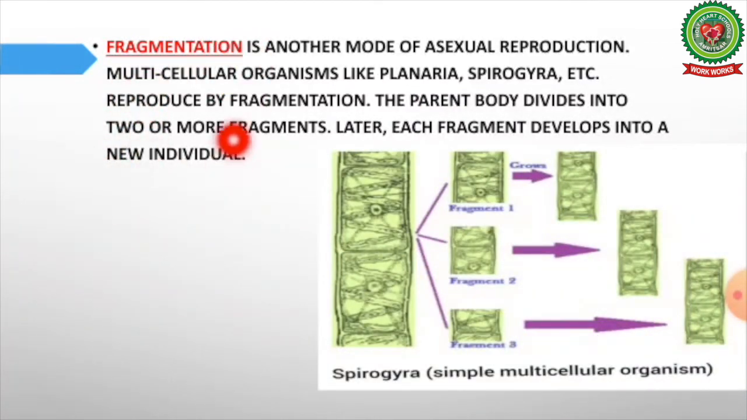The next mode of reproduction is fragmentation. Fragmentation is another mode of asexual reproduction. Multicellular organisms like planaria, spirogyra, etc. reproduce by fragmentation. The parent body divides into two or more fragments. Later, each fragment develops into a new individual. Here we can see spirogyra divides into three fragments 1, 2, and 3, and each fragment develops into a new individual.